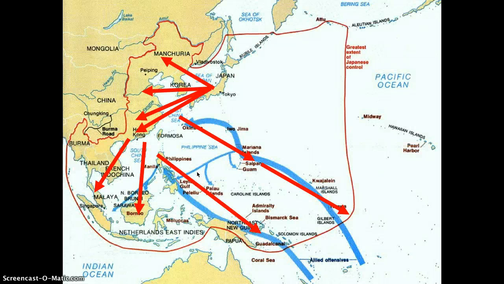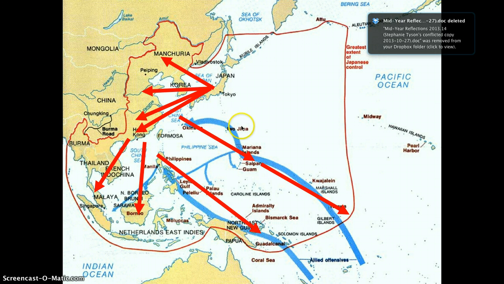So let's look at Iwo Jima. And if you look here on the screen, you'll see Iwo Jima here and how close it is to Tokyo, so that's really important. But the first thing we're going to look at is all of these red lines.